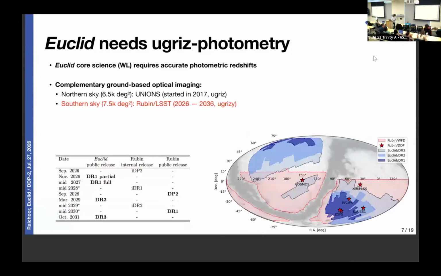The way this is done is that in the northern sky, it will use the Union survey, which is a survey built with 3 observatories: Subaru, CFHT, and Pan-STARRS. And in the south, it will use Rubin, LSST. You can see the Rubin footprint here. It covers a large fraction of the Euclid footprint, and you can see the Rubin deep fields also. The Euclid Deep Field South is also special, as there will be sharing of data.